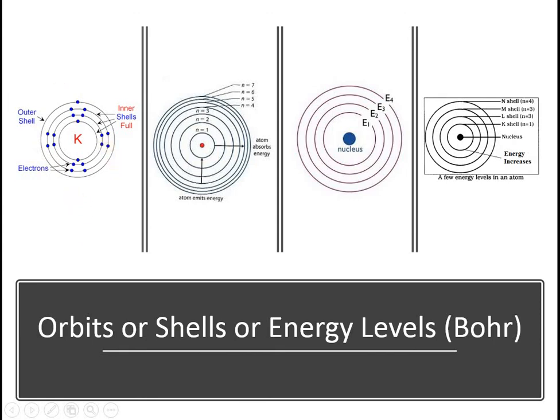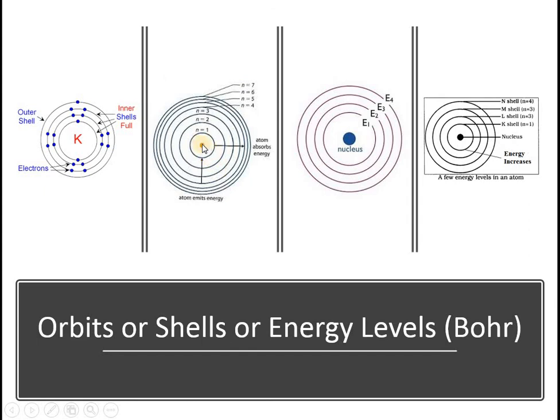Now, these are the orbits or shells shown, which are also called energy levels. If you see this atom, this is an atom of potassium. The electrons are revolving around the nucleus of the potassium, and this is the innermost shell or the first shell, which is the closest to the nucleus, and this is the outermost shell, also called the valence shell. Now, this figure shows the number of the shell: n equals 1, n equals 2, n equals 3. Likewise, seven shells are shown.